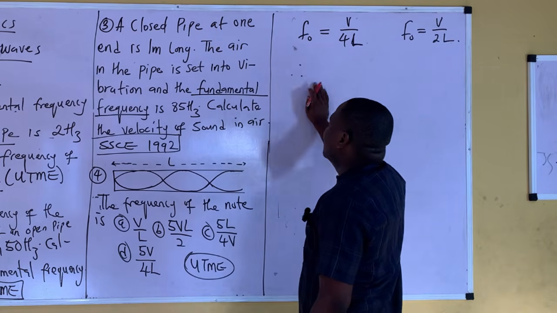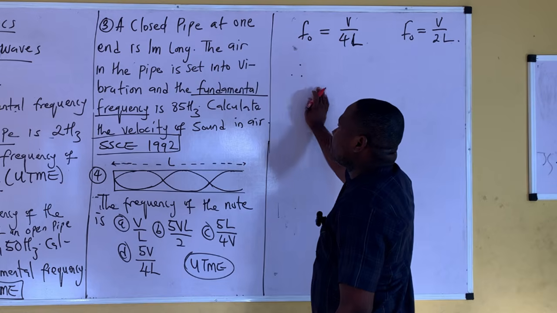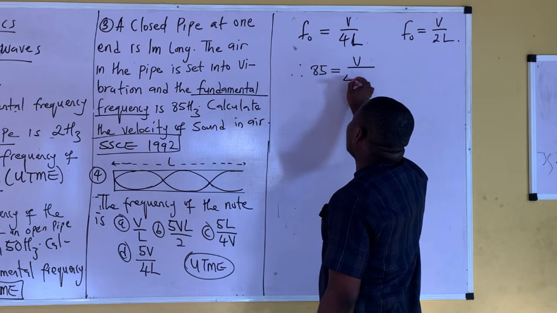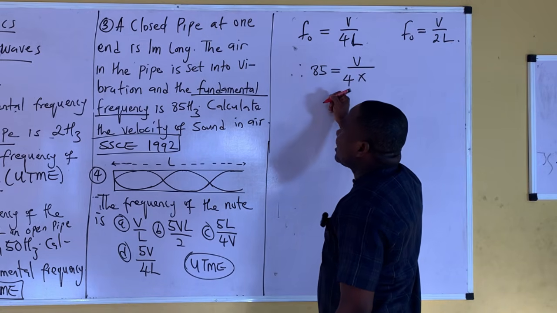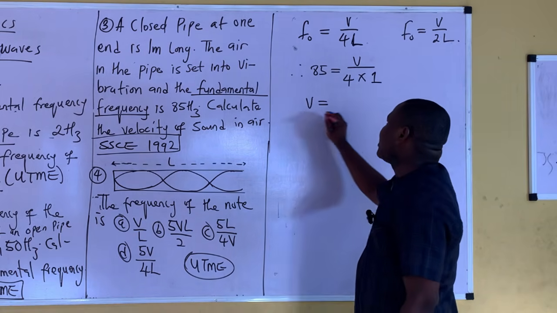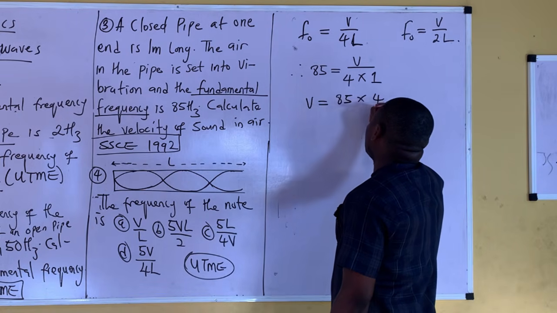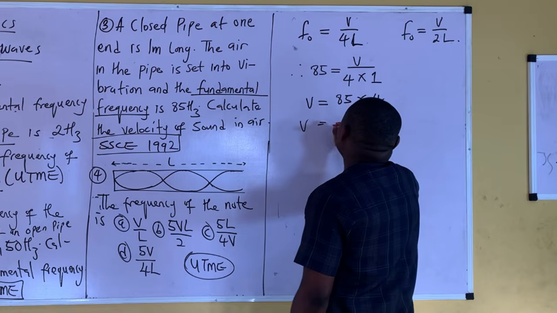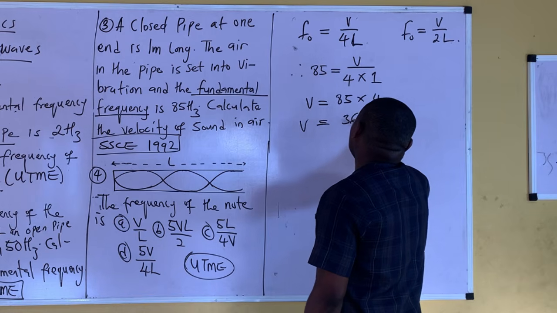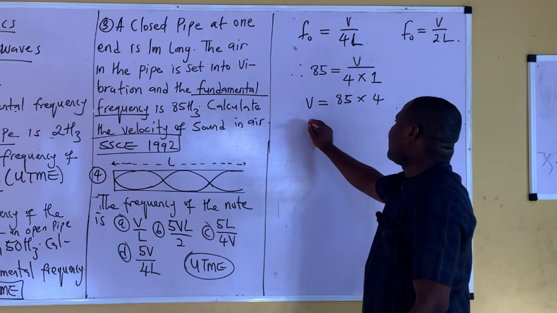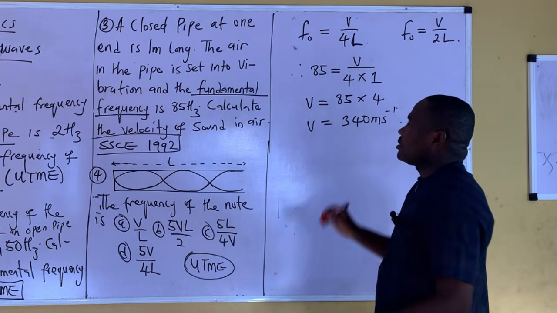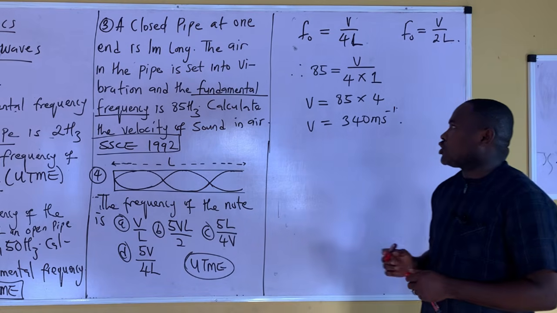that's V. So what's our fundamental frequency? Fundamental frequency is 85. So I have 85 is equal to V over 4 times the length of the pipe, times 1. So the speed of sound is equal to 85 times 4, which will give us 340 meter per second.